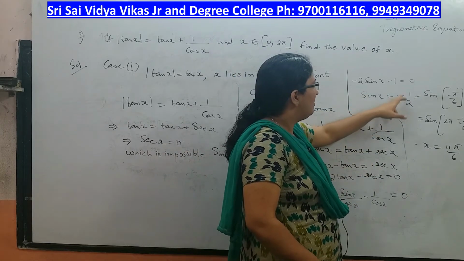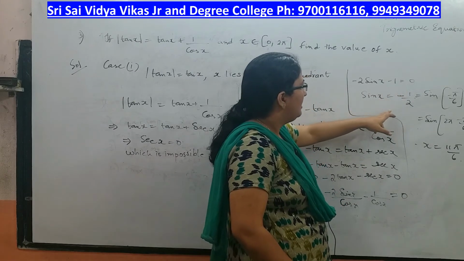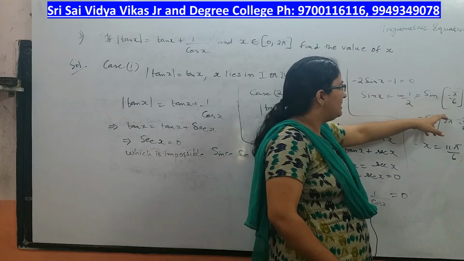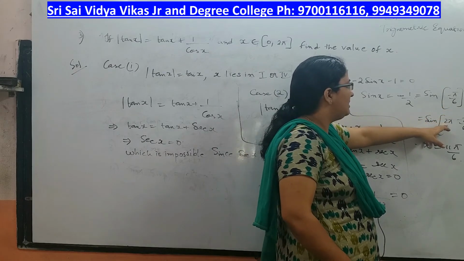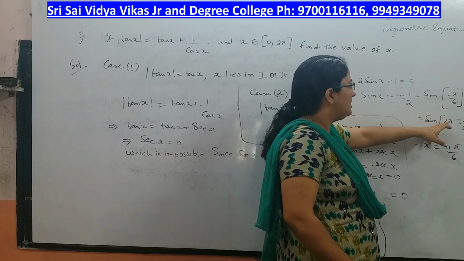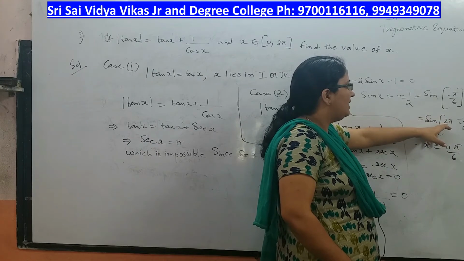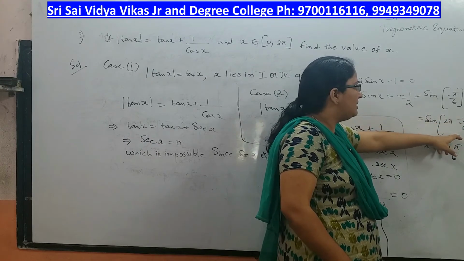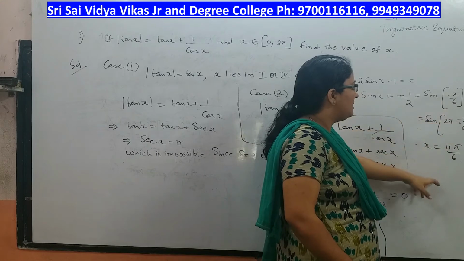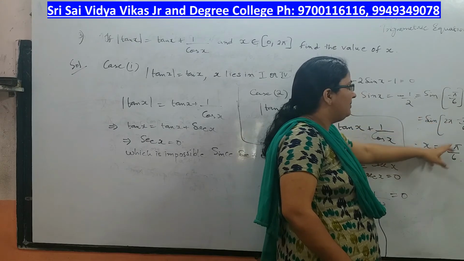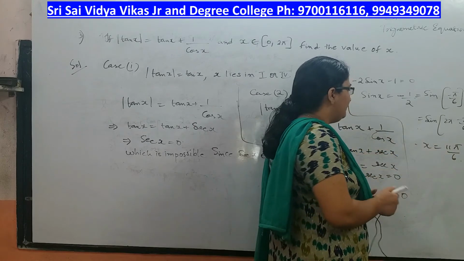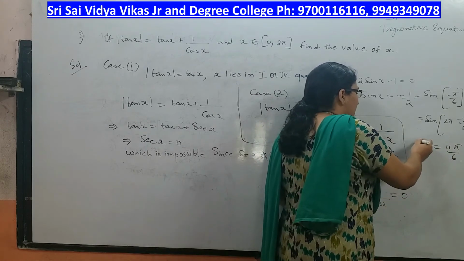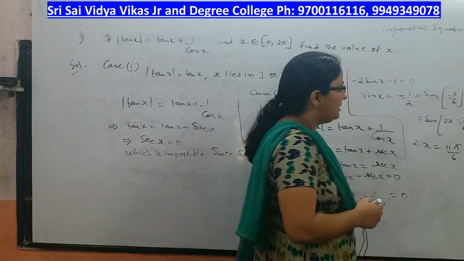You have minus 2 sin x minus 1 is equal to 0. Sin x is equal to minus 1 by 2. That is sin of minus pi by 6. For sin of minus pi by 6, it means you can write 2 pi minus pi by 6, that is 12 pi by 6 minus pi by 6, which is 11 pi by 6. So therefore the x value is 11 pi by 6.